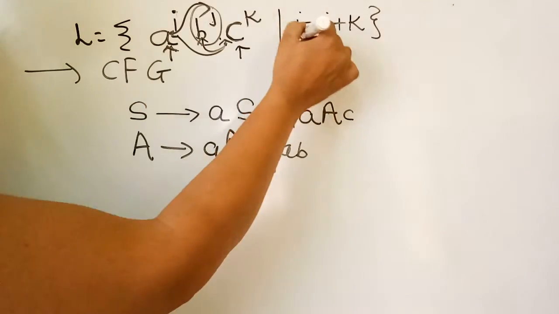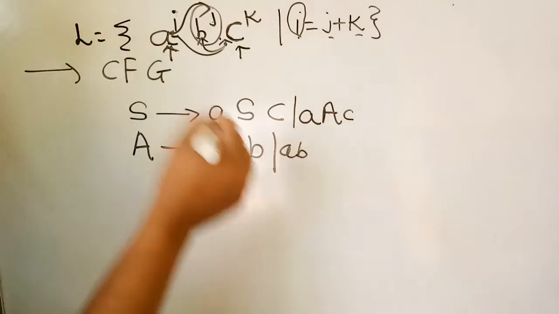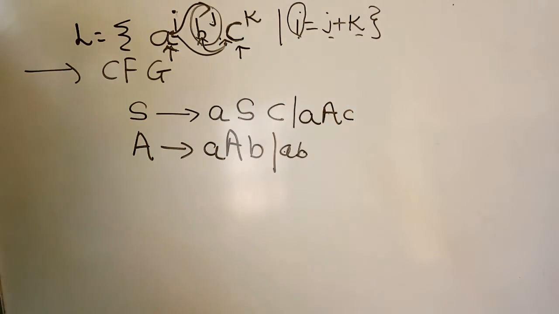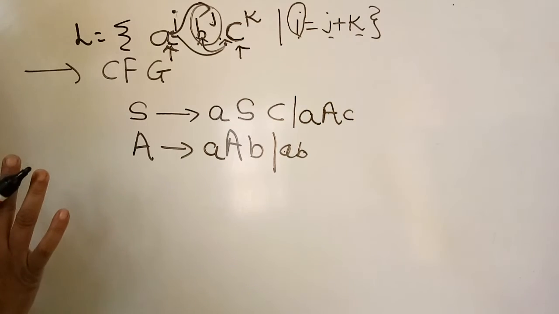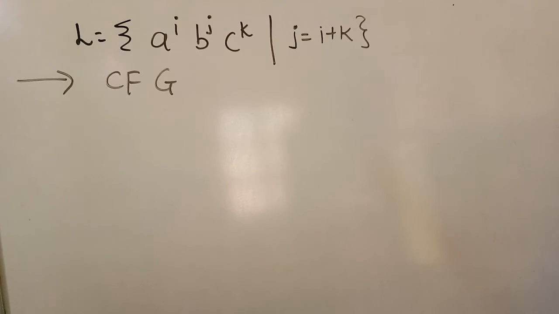plus term will be I. Single terms are J and K. So it is A in multiple combination with these remaining terminals. So this is the solution for the context-free grammar of the above language.